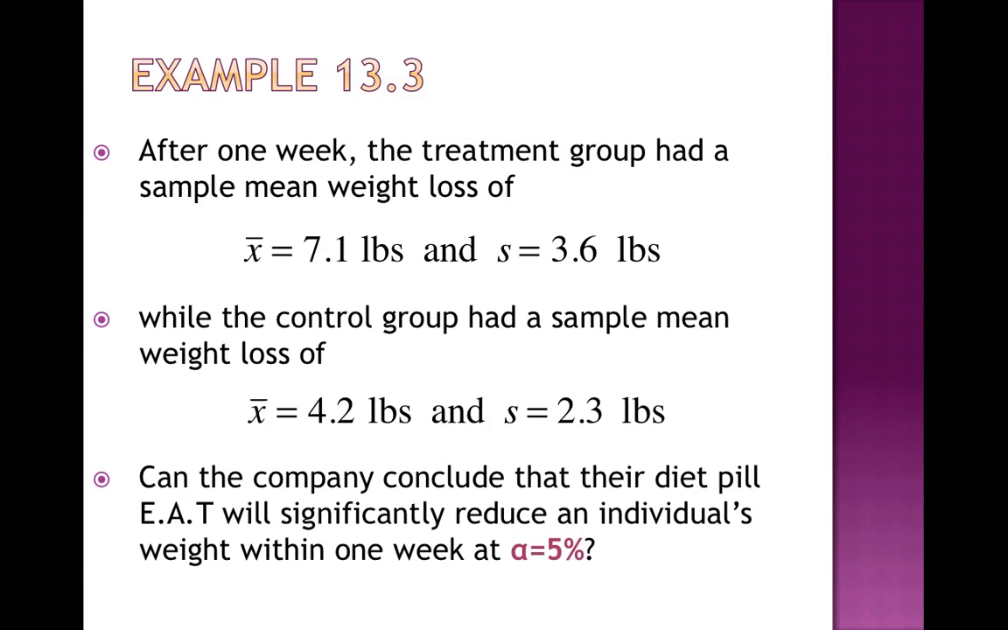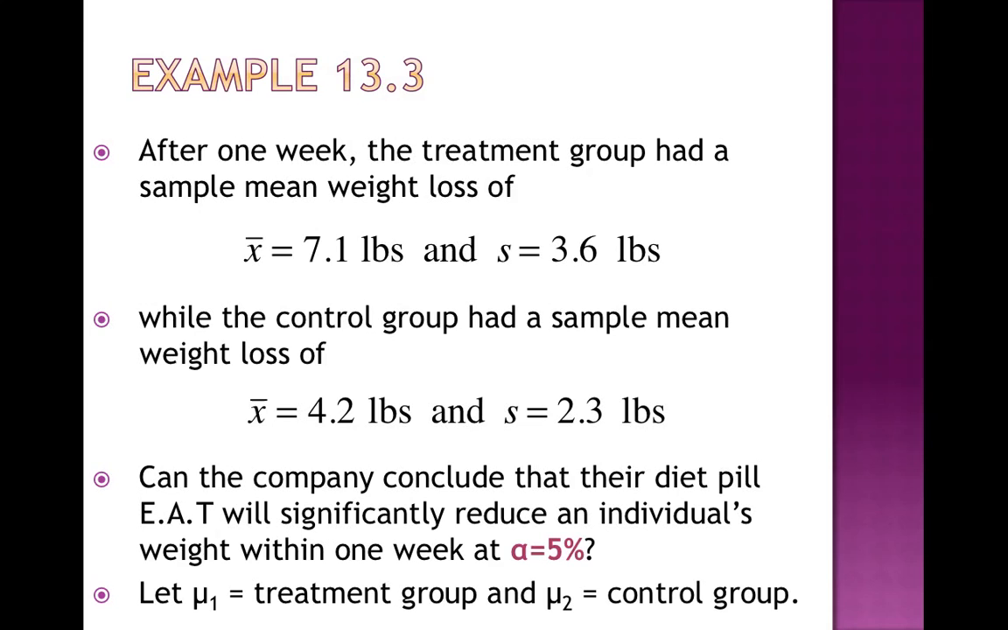Can the company conclude that their diet pill EAT will significantly reduce an individual's weight within 1 week at alpha equal 5%? We have to note what mu1 and mu2 are. So mu1 is the treatment group and mu2 is the control group. So noting that mu1 is the treatment group and mu2 is the control group is important, and we have to be consistent with that all the way through to the part where we use our calculator.